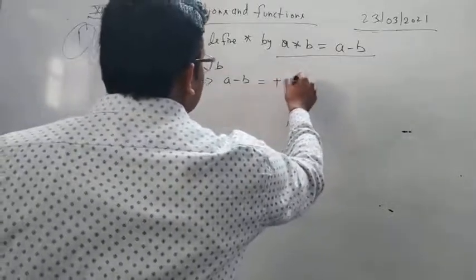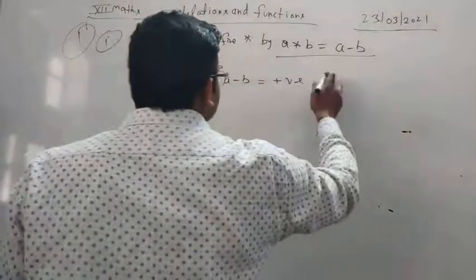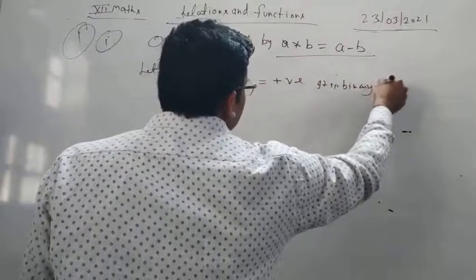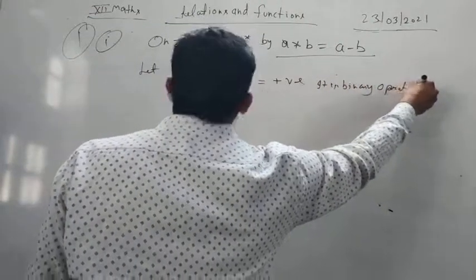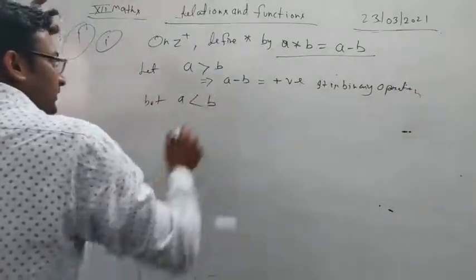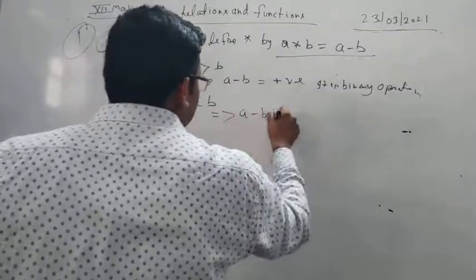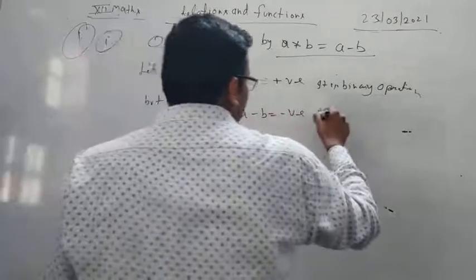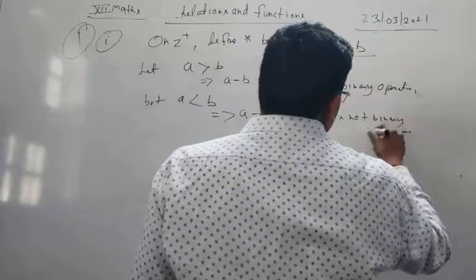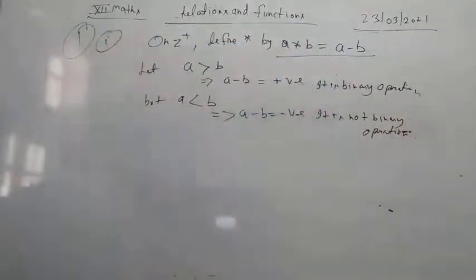This is positive, so it is a binary operation. But if A is less than B, this implies A minus B is negative, so it is not a binary operation. Okay friends, there are two cases.